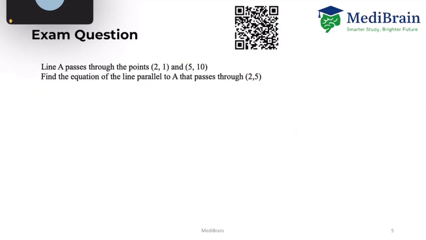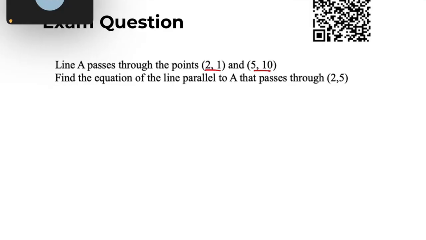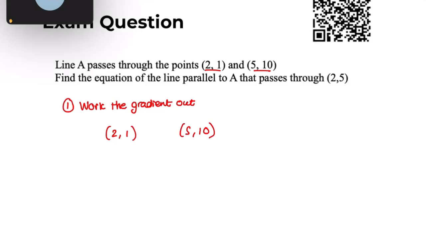Okay, now going back to this question, we have line A passes through two coordinates. Because we have two coordinates, we have to work out the gradient between the two coordinates. Over here we have 2, 1, and we have 5, 10. These are our two coordinates. The first number tells you the x, the second one tells you the y. So we have x, y, x, y.